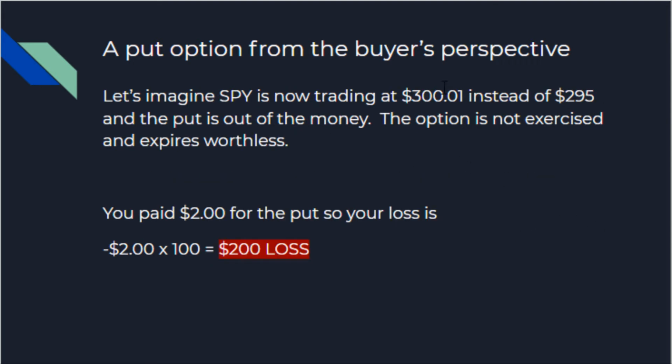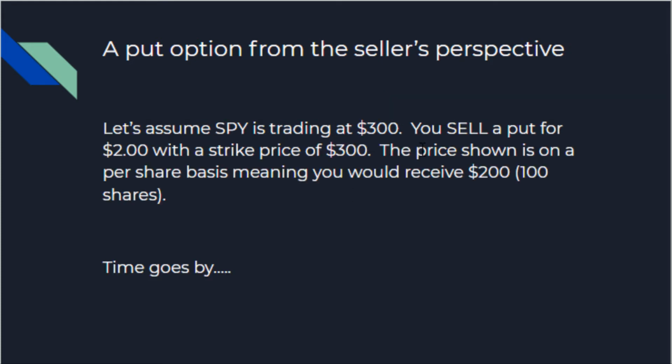So let's say it's trading at $300.01 instead of $295. The put is out of the money. The option is not exercised. It expires worthless. You paid $2 per share, so $2 times 100. You're going to have a $200 loss in this scenario.